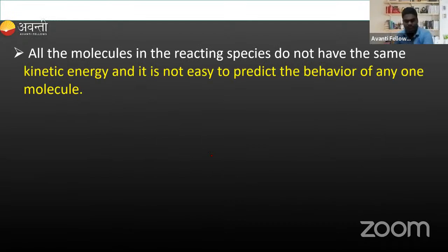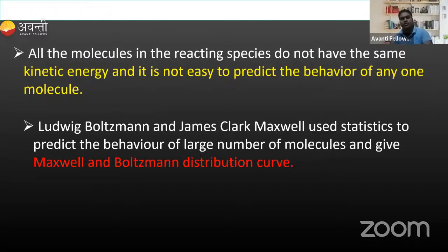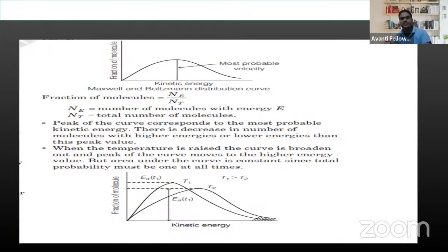So what is happening? All the molecules in the reacting species do not have the same kinetic energy. It is not easy to predict the behavior of any one molecule. So Boltzmann and James Clerk Maxwell used statistics to predict the behavior of a large number of molecules and gave the Maxwell-Boltzmann distribution curve, as we can show. That is the fraction of the molecules, and this is the most probable velocity. So the fraction of molecules is NE upon NT, where NE is the number of molecules with energy E, and NT is the total number of molecules. The peak of the curve corresponds to the most probable kinetic energy.